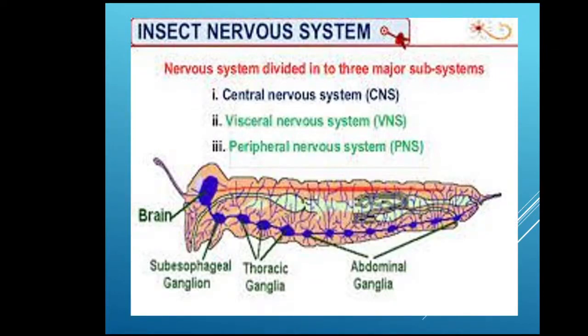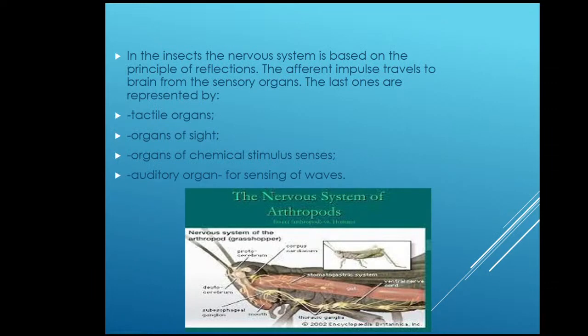So, the main parts of the nervous system of Insecta are the brain and the nerve cord. In insects, the nervous system is based on the principles of reflexes. The afferent impulses move to the brain from different sensory organs. The sensory organs of insects are very various, and each provides complex behavior and their life in the environment.